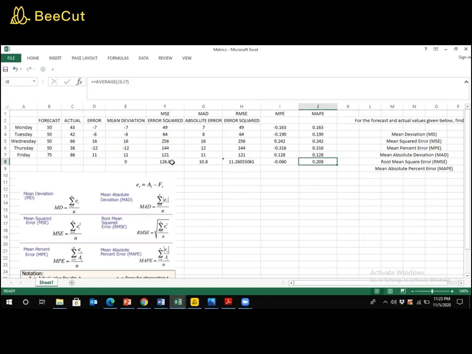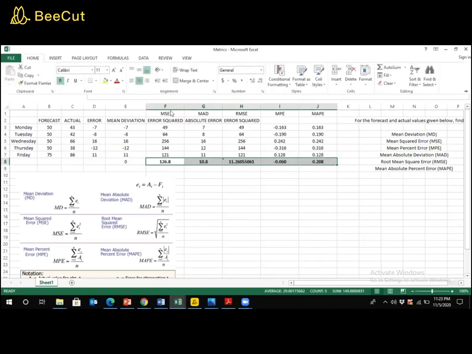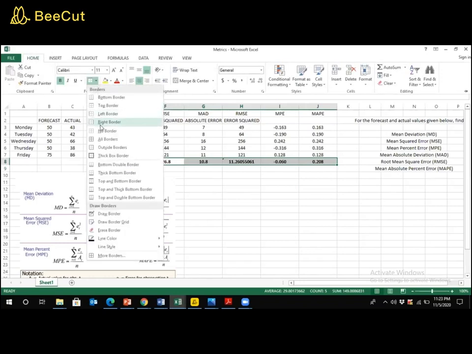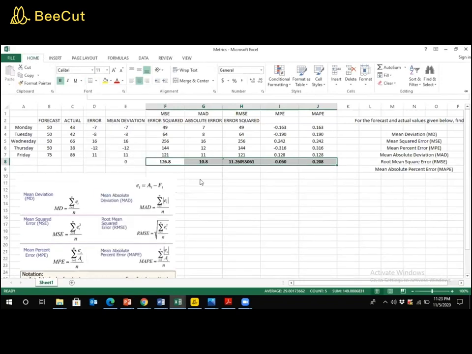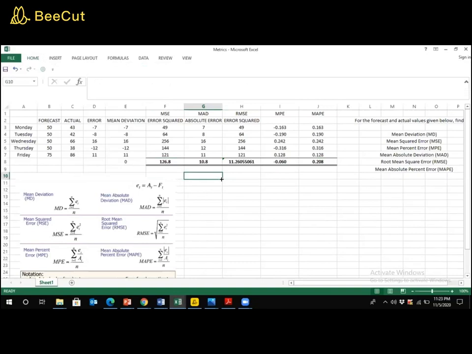So through this example, I have calculated various ways of calculating errors, and I hope that this has been helpful for you. And I will definitely be questioning you on measuring errors, because this is very important from a supply chain point of view. You need to understand not only how to make forecasts, but to check for their accuracy level.